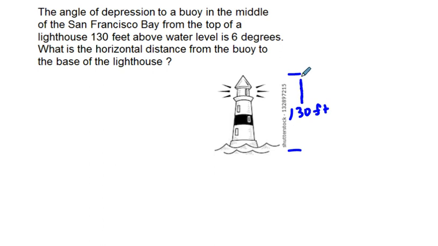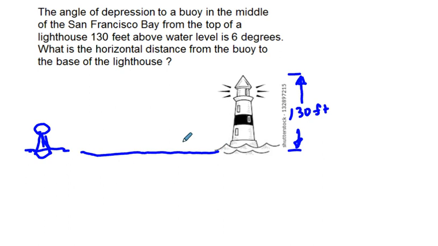So that we have that, that's the height of the lighthouse. And we have a buoy out in the distance. A buoy is a floating prominence in the water that can mark underwater hazards, perhaps, or where you should be.